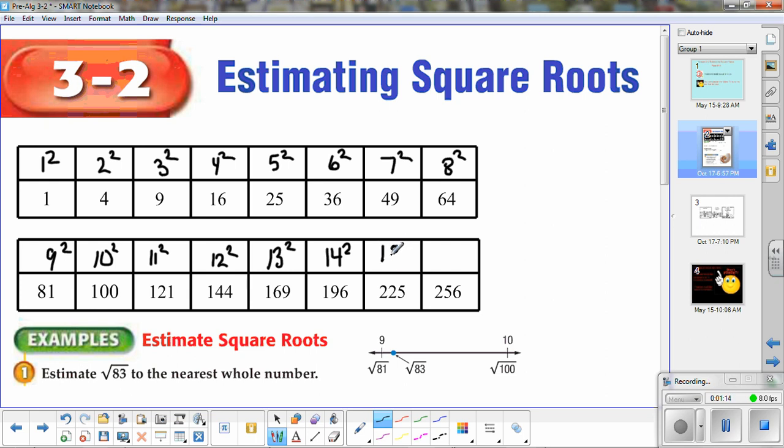Then 15 squared is 225. 16 squared is 256, and we could keep going in the same pattern, but this will be enough to help you answer most of the questions today.